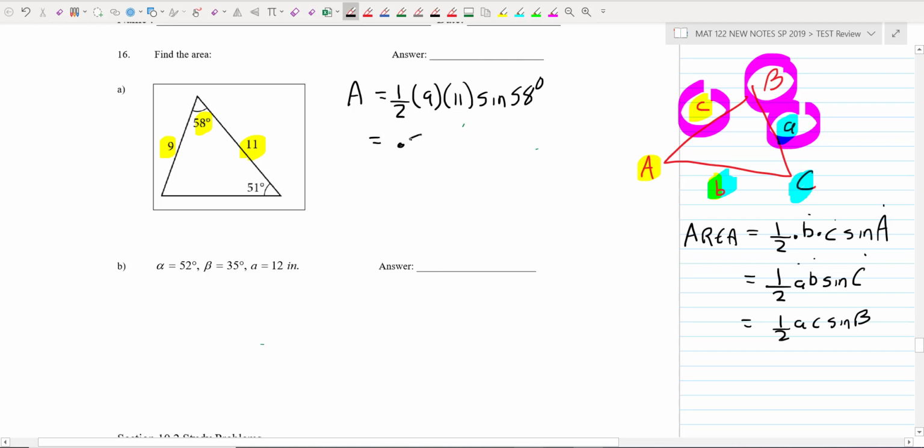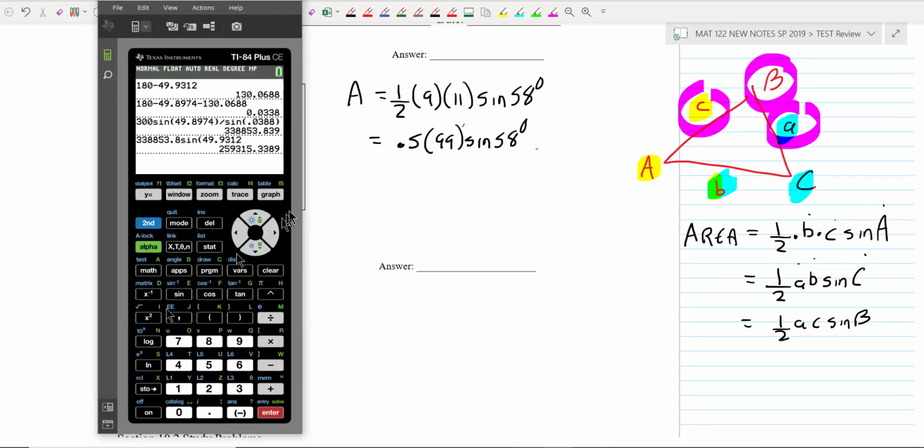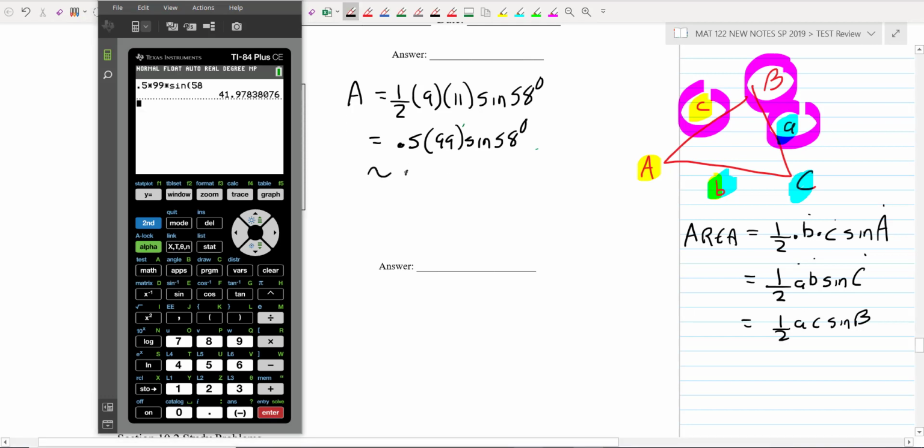You could say that's 0.5, that's 99, that's the sine of 58 degrees, and that would give you the answer to the problem. So I'm just going to put that in. 1/2 is 0.5 times 99, and then times the sine of 58, and that should give you the area of that triangle, which is about, let's just say, 42. So we'll say it's about 42 square units. If you wanted to round to one decimal, you'd end up just getting 42. All right, so that's how you do that.